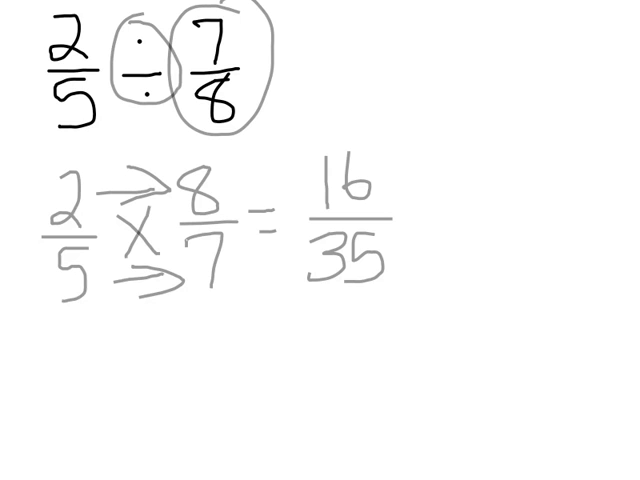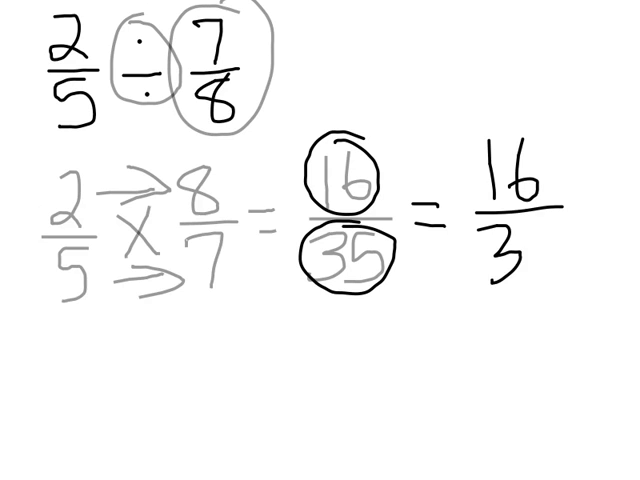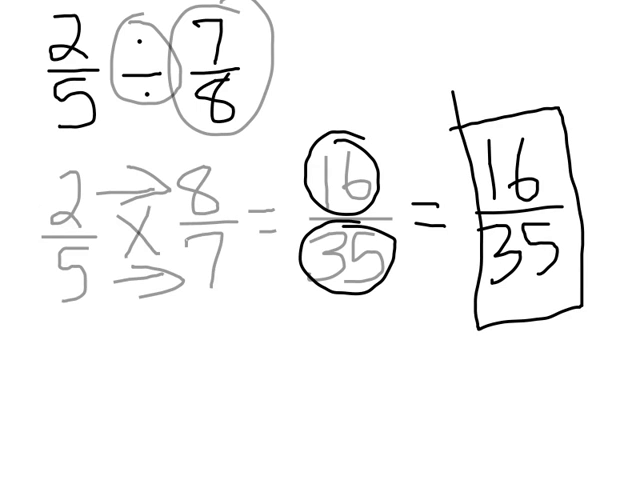So now all I have to ask myself is, is there any number I can count by to get to both 16 and 35? Well, I see that 16 is an even number and 35 is an odd number. So I know I can't count by 2s to get to both of them. I also cannot count by 3s to get to 16 and 35. So this is actually already in simplified form. Again, if you can't count by 2s or 3s, there's a good chance that your fraction is already in simplified form. Your turn to practice, guys.